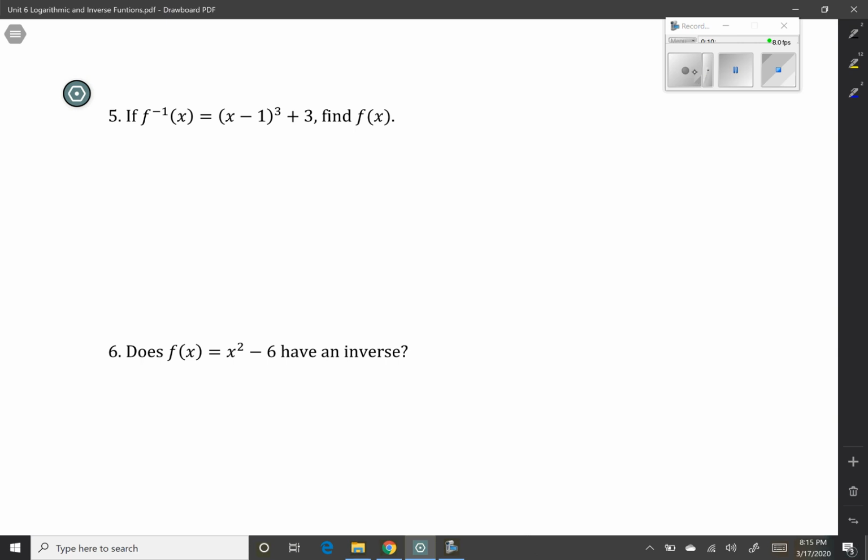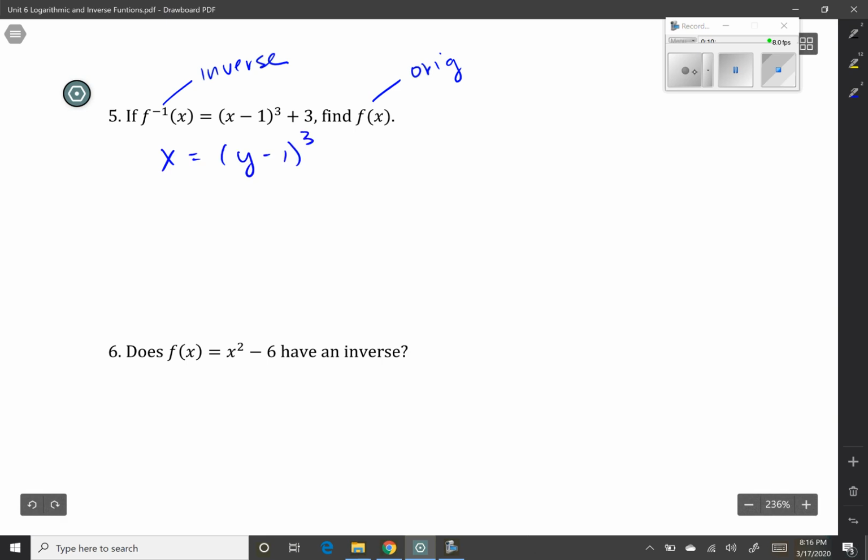Number 5 gives you the inverse. That's what this notation means. And it wants us to find the original function. Well, if I know the inverse, we have to think, what could I do to an inverse to find back the original function? Well, the inverse of an inverse is the original function. So even though this is asking the question differently, it's really just asking us to continue to do the same thing. Find an inverse here.